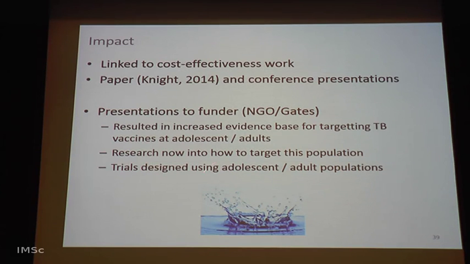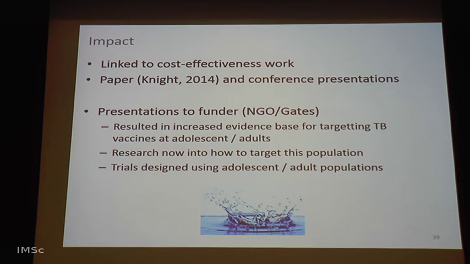Okay, so the impact that we had, so we linked it to cost effectiveness work. We had a paper out of it. We had a conference presentation. But the main interesting thing was that we did presentations back to the funder, who's an NGO funded by Gates. And this resulted in an increased evidence base for targeting TB vaccines at adolescent adults. So it's not solely because of this paper, but because of a lot of work, or a sort of movement, that's happening in the TB world.